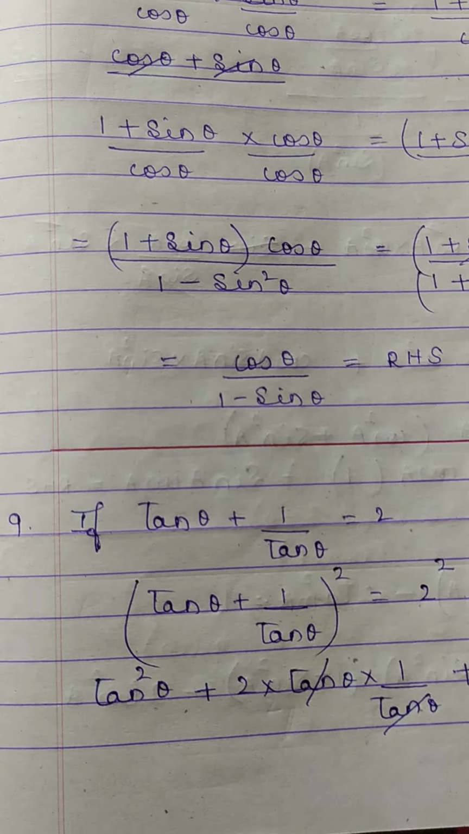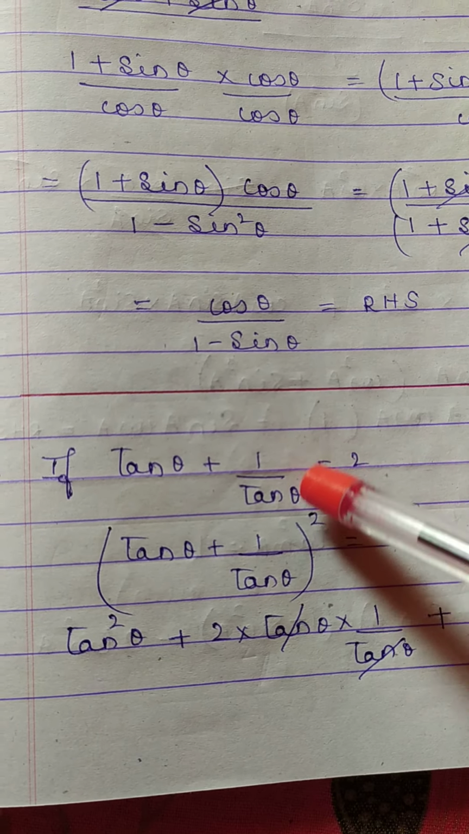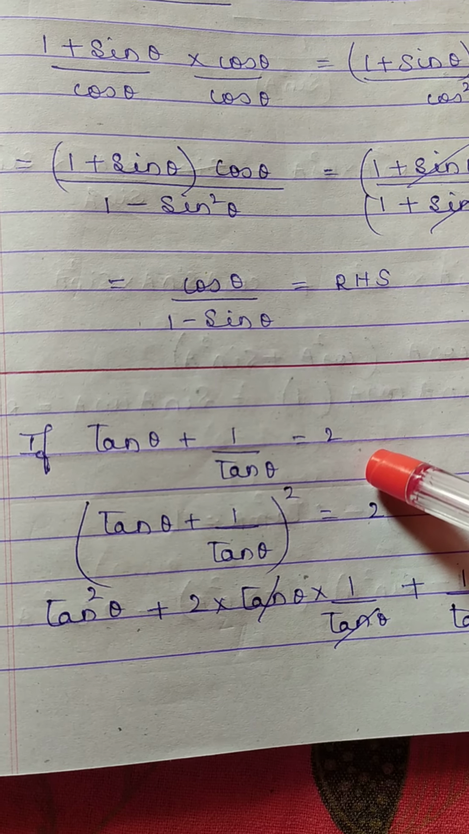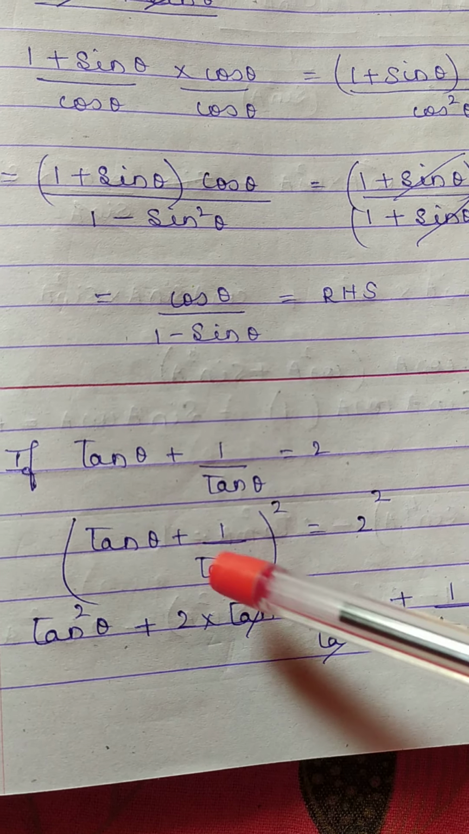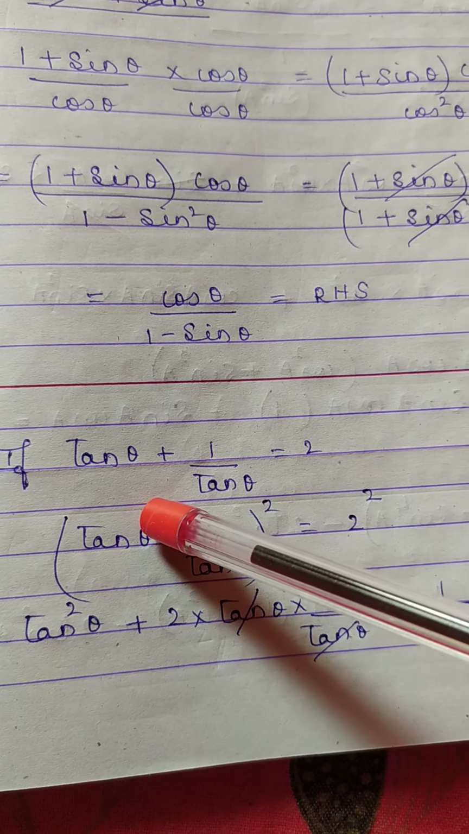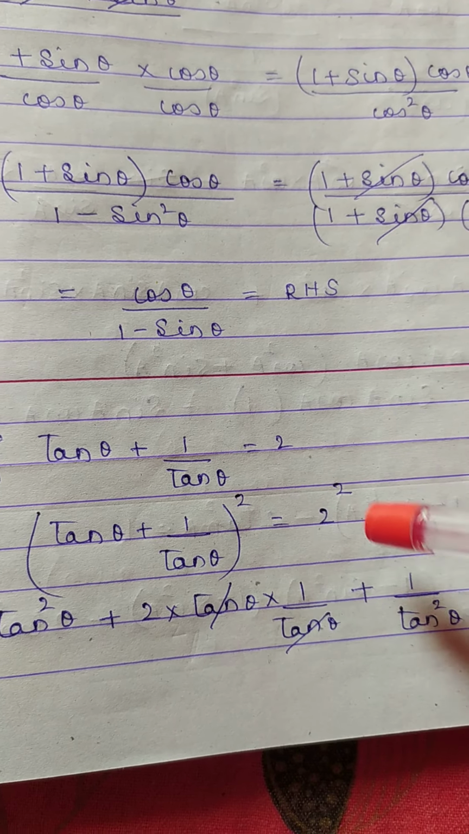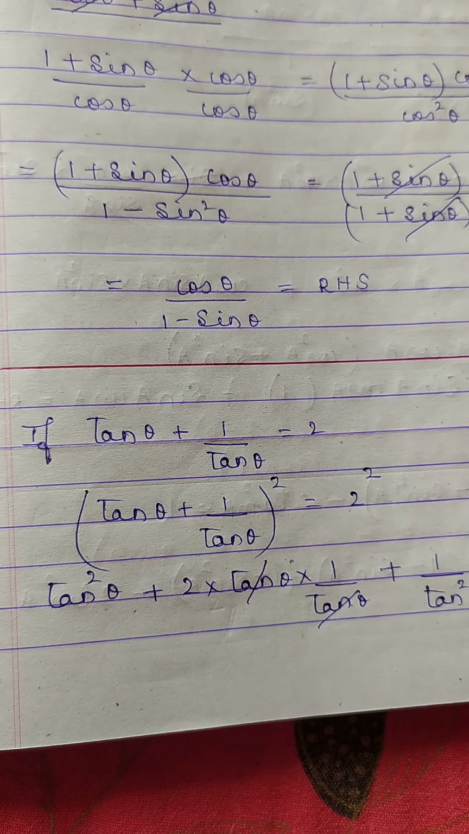Next, question number 9. If tan theta plus 1 by tan theta equal to 2, show that tan square theta plus 1 by tan square theta equal to 4. That is what you have to prove.